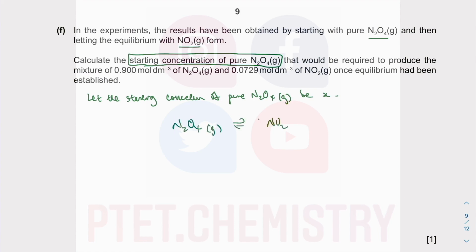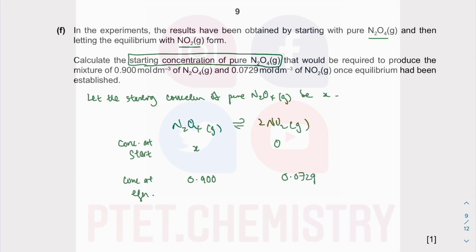So this is the last question. They involve a bit of calculation. So it's not really mean of them, alright, because it's towards the end of the question, so that's fine. So instead of mole, we start with concentration. We have X, we have nothing, and then at equilibrium, we have 0.900, and we have 0.0729.